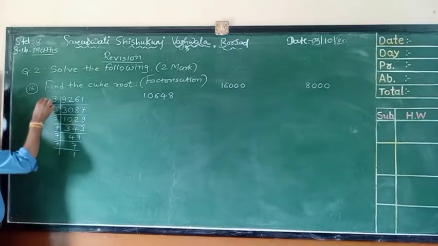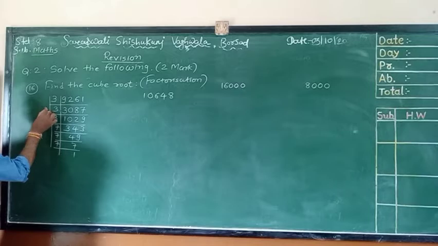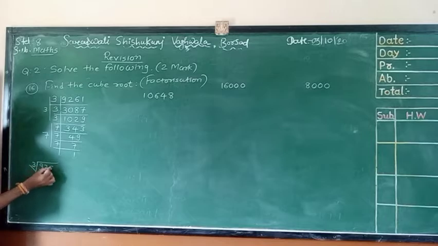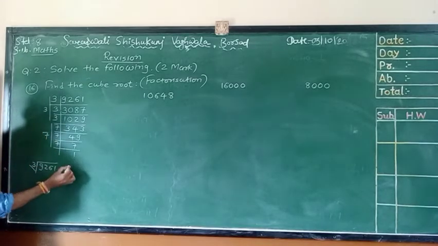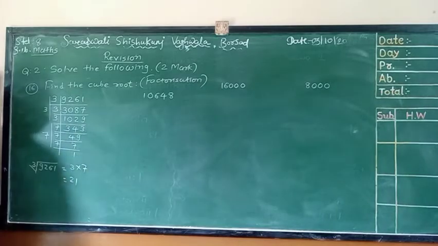Okay. Now find the cube root. That means we have to take 3 pairs of 3, this 3 and this 7. So the cube root of 9261 equals 3 multiplied by 7, 3 sevens are 21.